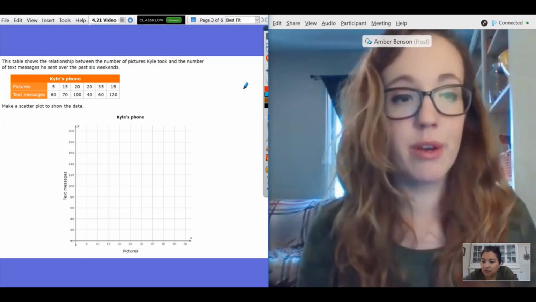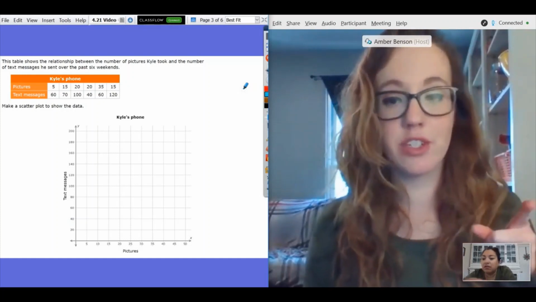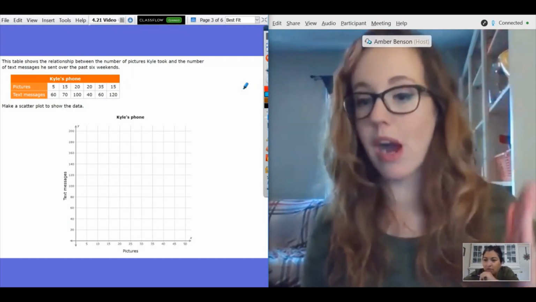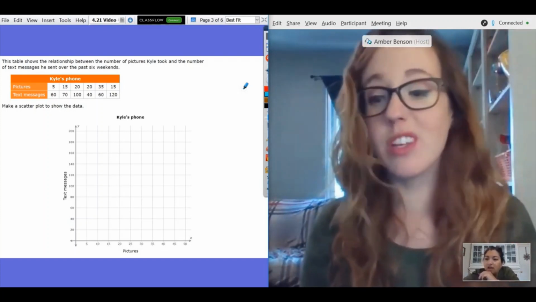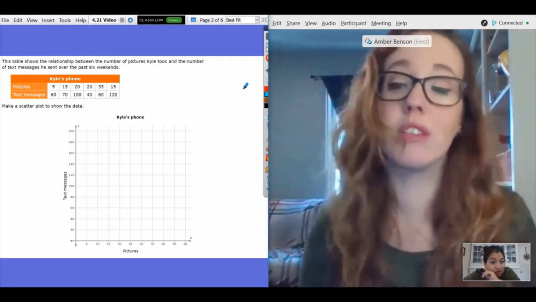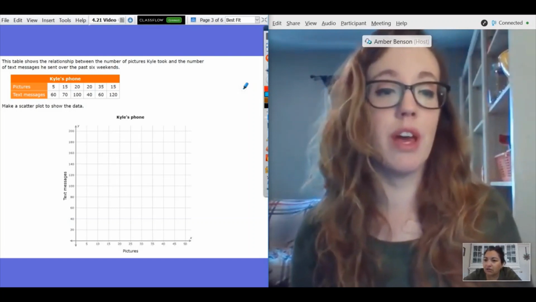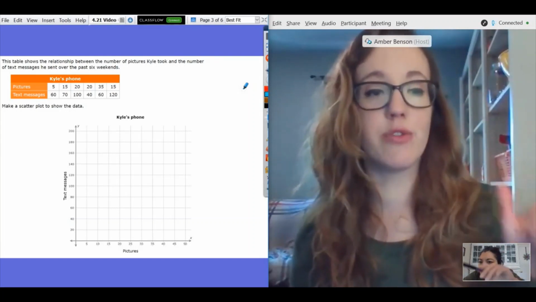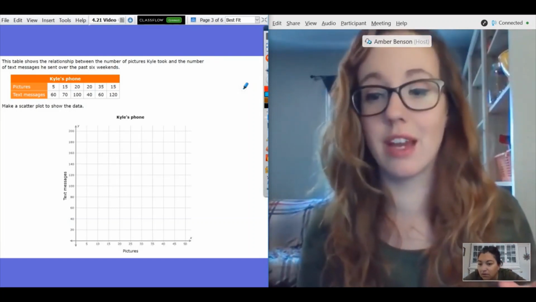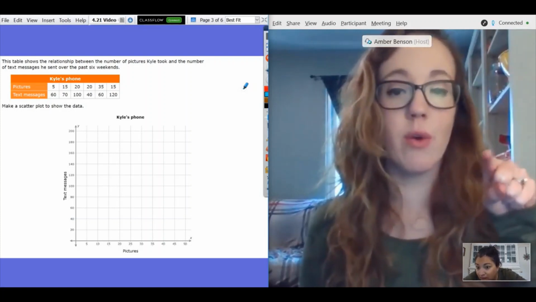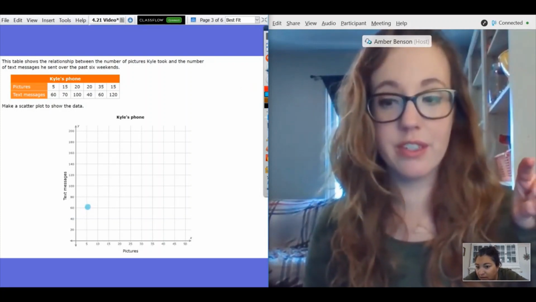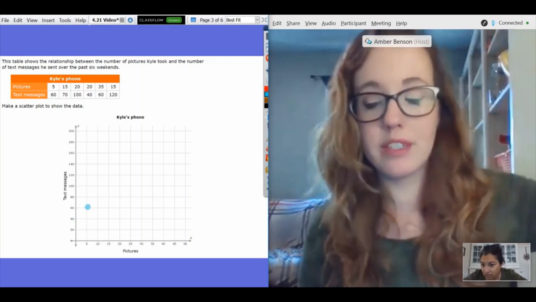And the second row is the number of text messages he sent, so we're going to put that on the y-axis. And then we're just going to plot regular points. Okay. So the first weekend, he took 5 pictures and sent 60 text messages. So we go 5 and we go up to 60.